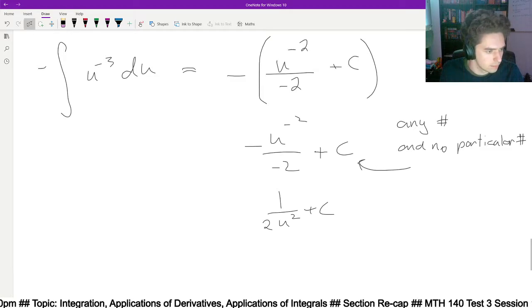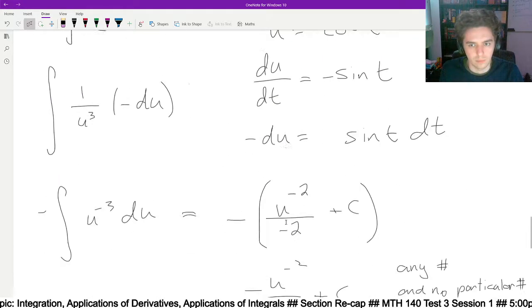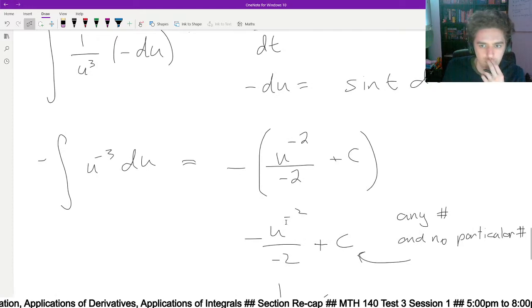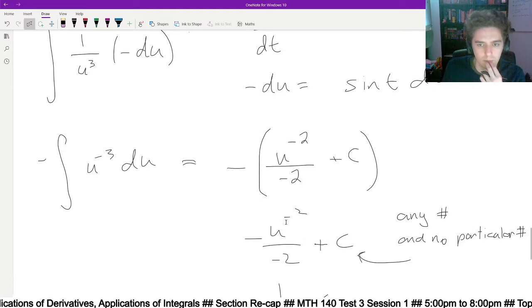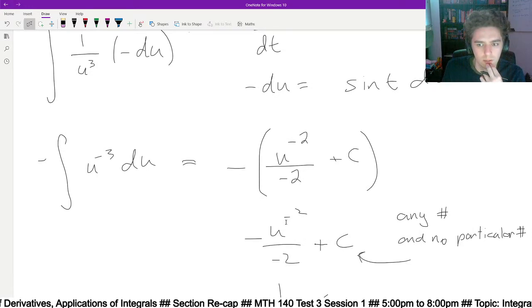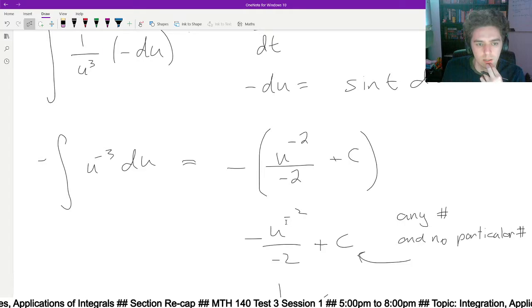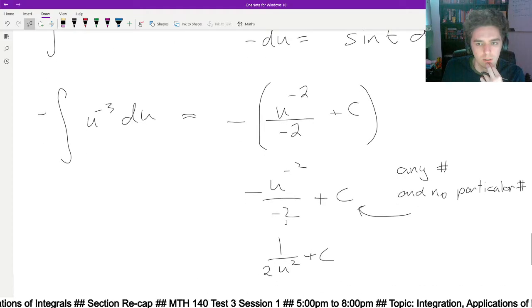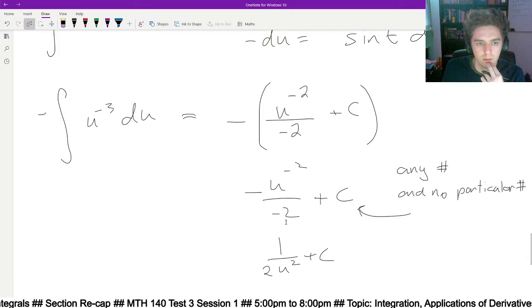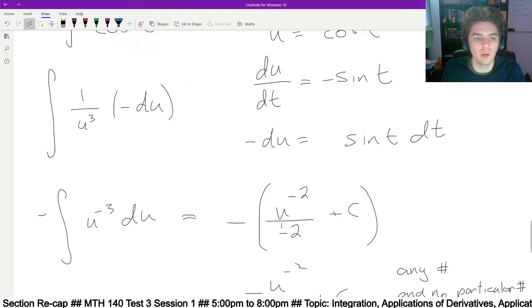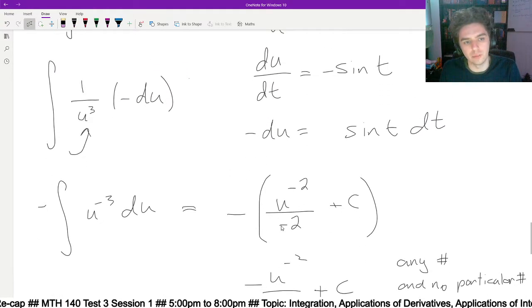I remember my teacher saying how if you have du over u, you have something like ln of the absolute value of u plus c. That's what my teacher did sometimes, because maybe it's like the 1 over u. So yeah, you're saying 1 over u, but this is 1 over u cubed. Here you can use the power rule.